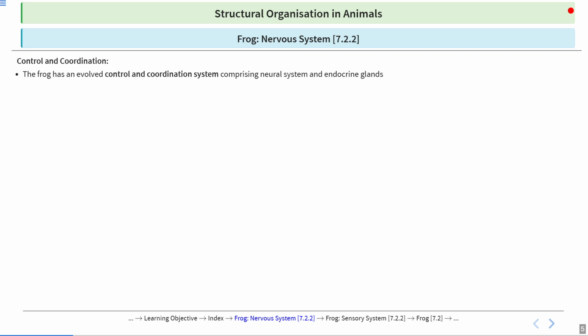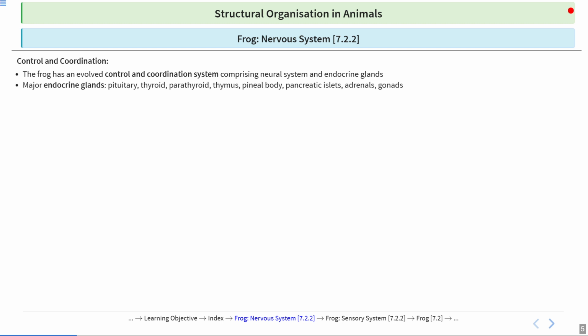Neural system is composed of the brain, okay? The vertebral column will be there. Inside the vertebral column, there will be the part of the central nervous system, that is the nerve cord, right? And there will be some endocrine glands. Endocrine glands release hormones directly into the blood. So that also is a part of control and coordination, right? So two things are there: neural system and endocrine gland.